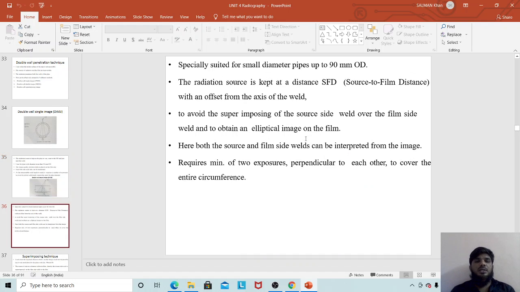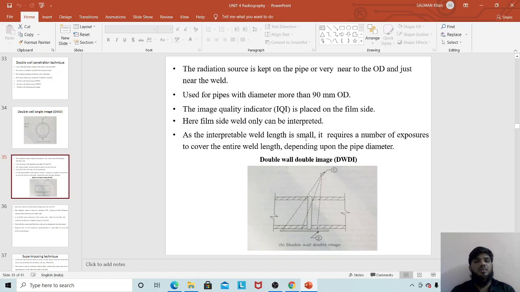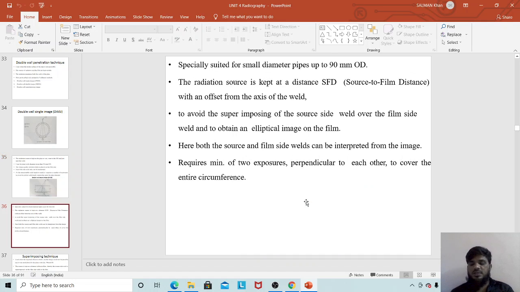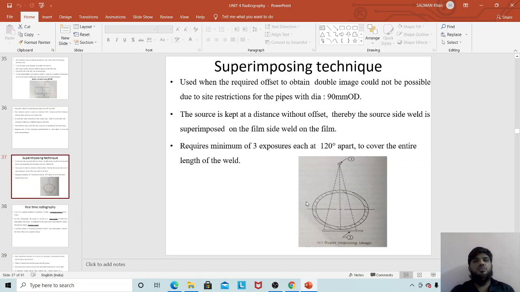Okay. Next, in double wall double image, one side has a source, and the source is kept at some distance away from the outer diameter and is continuously exposed. Both areas are covered, and an image quality indicator is used for the film, so that we can interpret the two surfaces, that is the outer surface and the other side surface. Both surfaces can be studied.